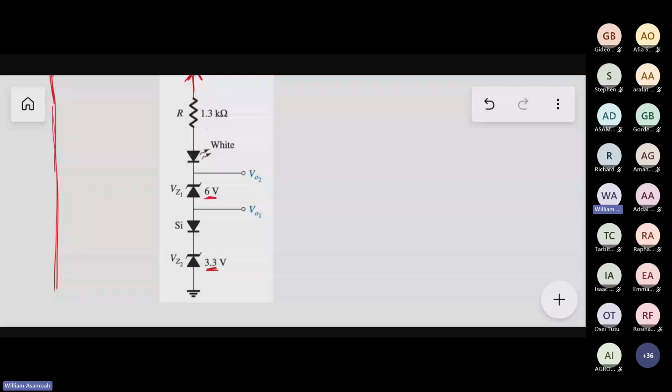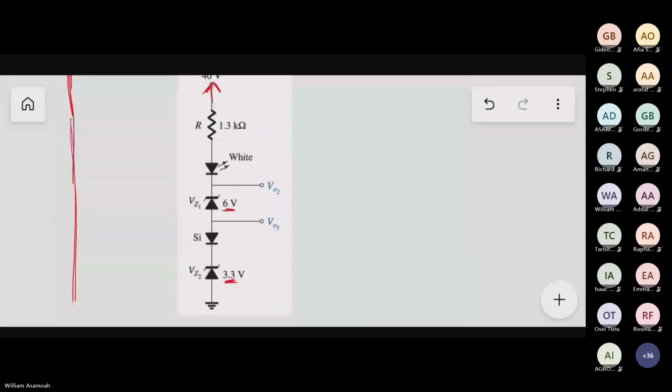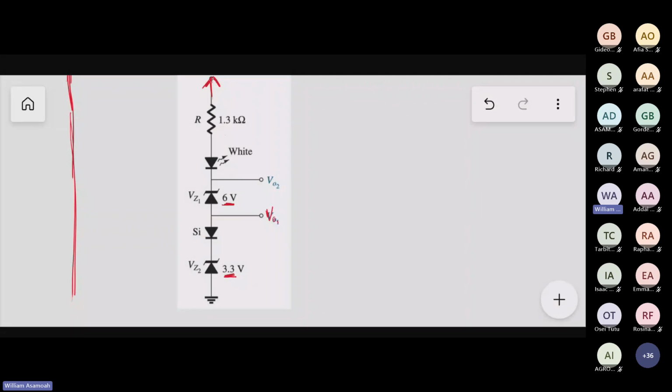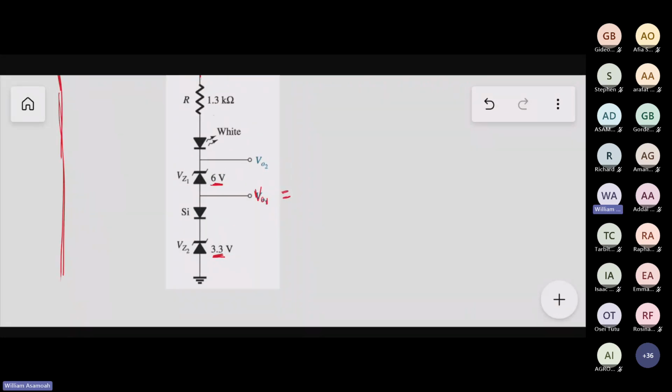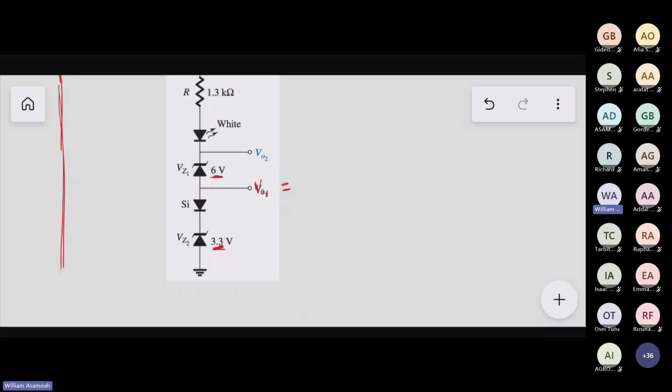Is that right? For the reference. Usually that's one thing we use Zener diodes for. We use Zener diodes to provide reference, to maintain reference points for any device. Now, if this Zener conducts, what will VO1 be? We said Zener diodes, when they conduct, maintain this 3.3 volts regardless of the changing supply. That means here will be 3.3 plus this silicon. And silicon, if it conducts, what does it maintain?